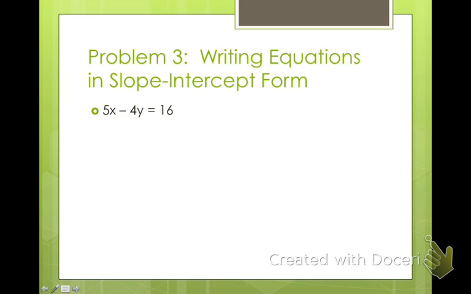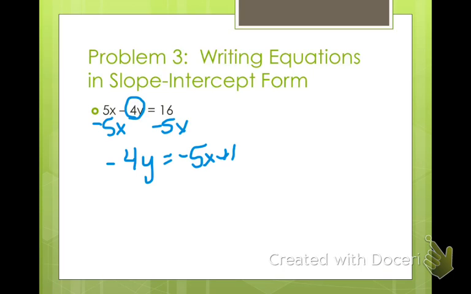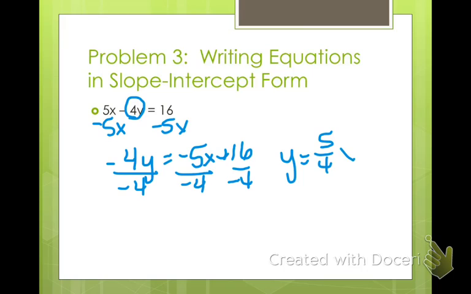Alright, so if we were given a function like this, we can write it in slope-intercept form. We want to get the y value by itself, so first we're going to start by subtracting 5x from both sides. So I get negative 4y equals negative 5x plus 16. Now in order to get y by itself, we divide everything by negative 4. So I get y equals positive 5/4 x minus 4. There you go. So our slope, our m, is 5/4, and our y-intercept, our b, is negative 4.